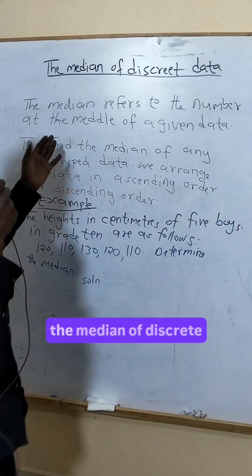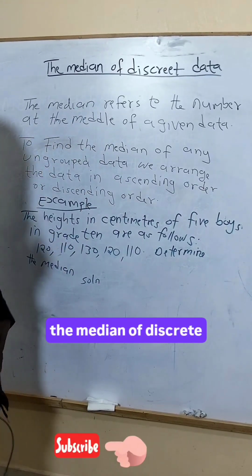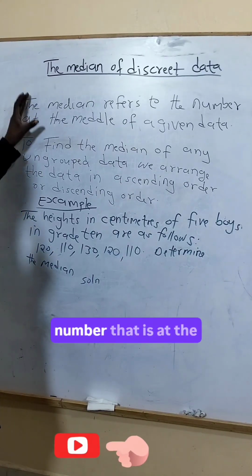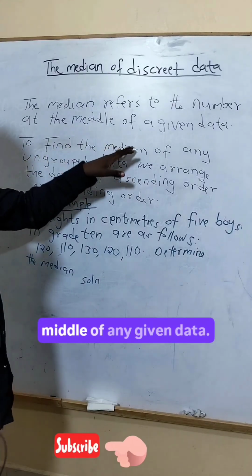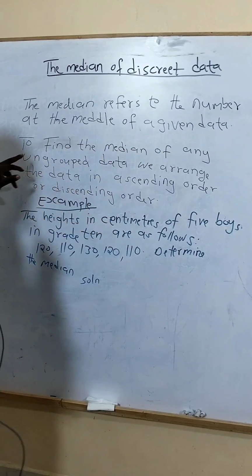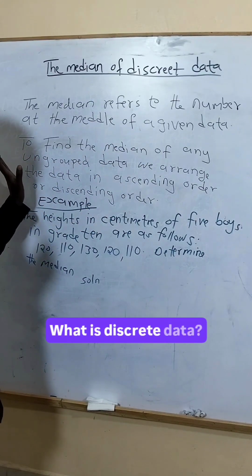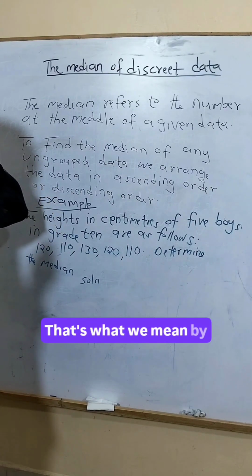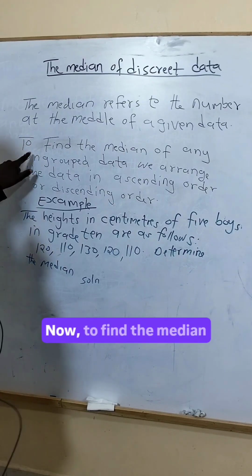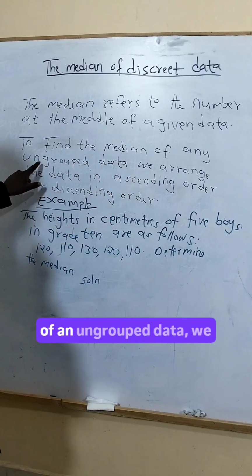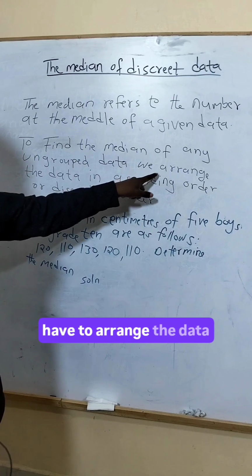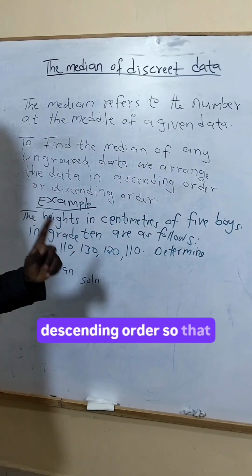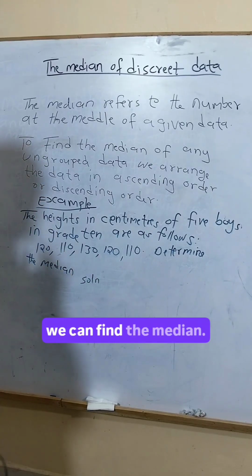Today we want to look at the median of discrete data. The median refers to the number that is at the middle of any given data. What is discrete data? Discrete data refers to ungrouped data. Okay, that's what we mean by the term discrete. Now, to find the median of ungrouped data, we have to arrange the data in ascending order or descending order so that we can find the median.